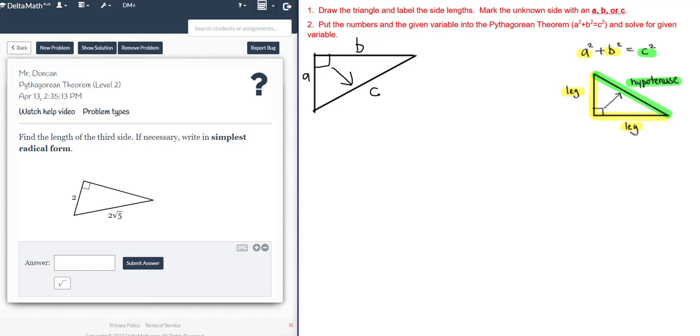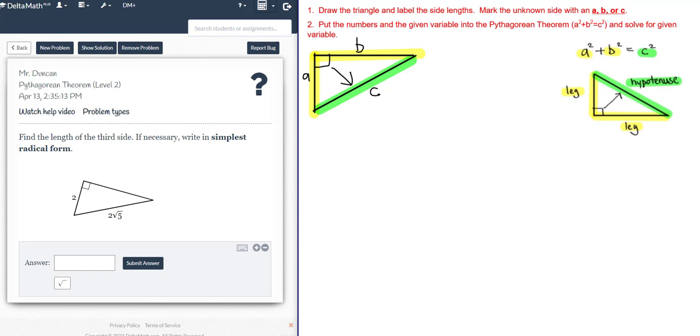Okay, let's grab a highlighter, and I'm going to use the same color coding. A and B are the legs. They touch the right angle, so those are yellow. The hypotenuse is the side that's across from the right angle, and that's my C value.